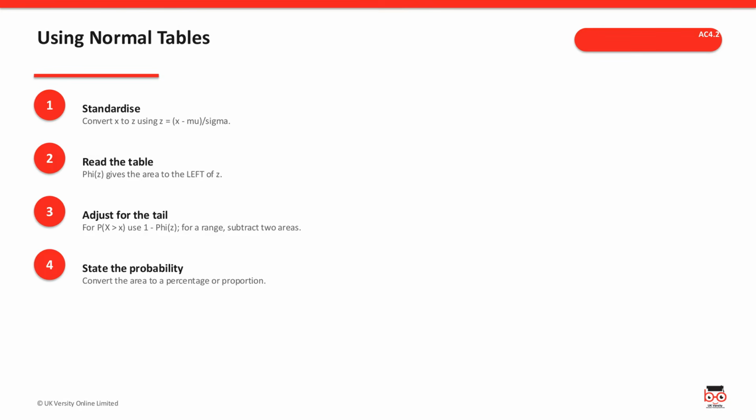Reading the table is a 4-step habit. Standardize, converting x to z with z equals x minus mu over sigma. Read off phi of z, which gives the area to the left of z. Adjust for the tail you want. So for the probability that capital X is greater than x, you use 1 minus phi of z, and for a range, you subtract two areas. Then state your answer as a percentage or a proportion.